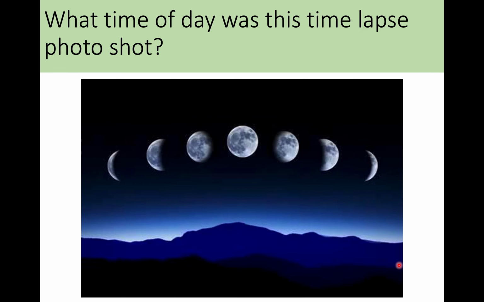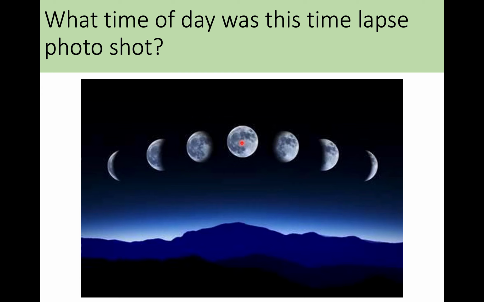So what time of day would this time-lapse photo have been shot? So somebody went out and took a photograph a couple of nights each month from the same location at the same time of night. What time of day would this have been? So the clue here is the full moon is the highest in the sky. So the full moon is in the middle, it's the highest in the sky.